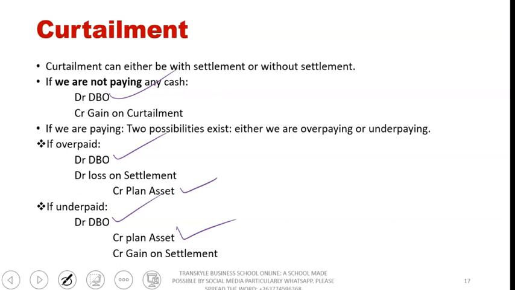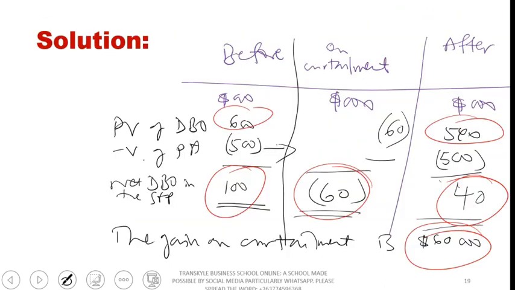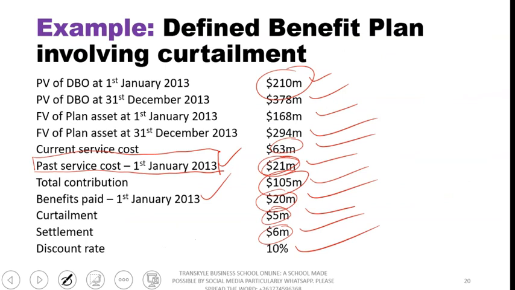All right. If we underpay, we just do the opposite. But in all these cases, the defined benefit obligation is being debited. So the trick here is that we are given this information: curtailment and settlement.